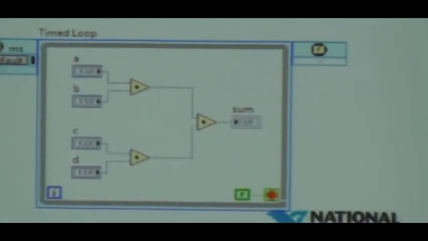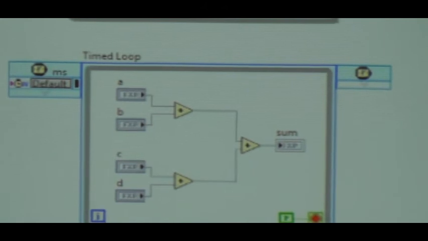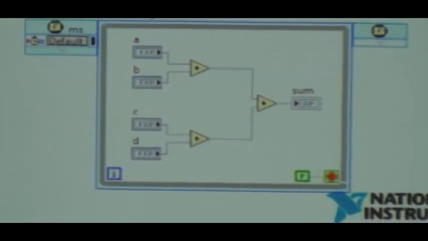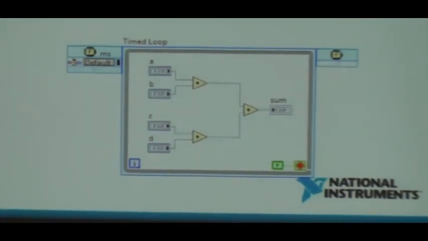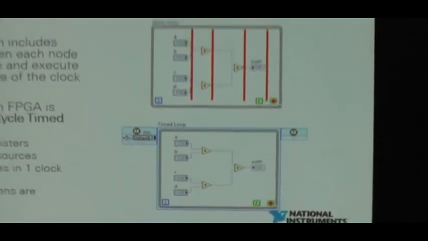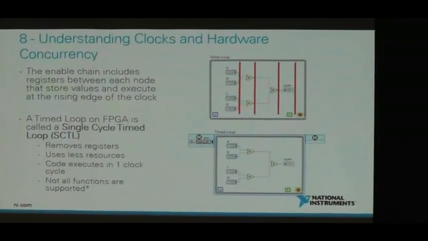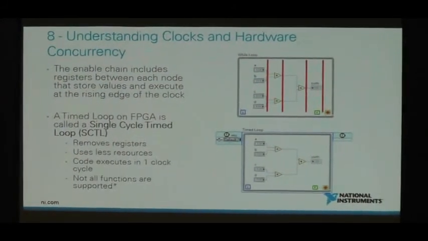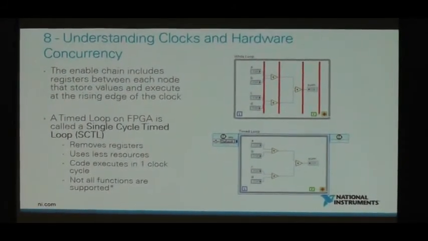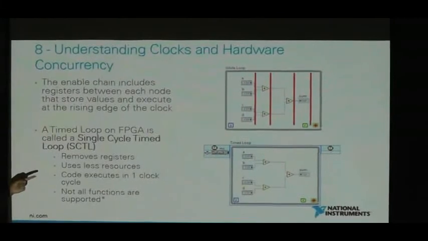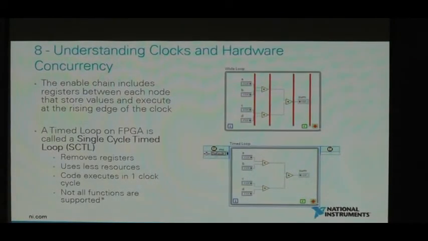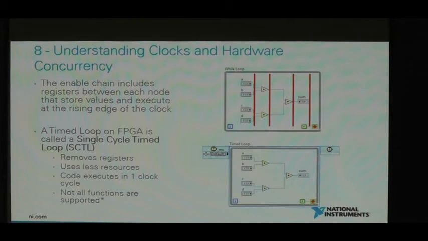That can be okay depending on your application, but if you put something in a single cycle time loop, all of that will run in one clock tick. So it'll basically get rid of the intermediate registers in the background and just go from the start to the finish. Depending on your application, you would see some definite performance improvements using a single cycle time loop versus a while loop. That being said, there are functions that can't go in a single cycle time loop.